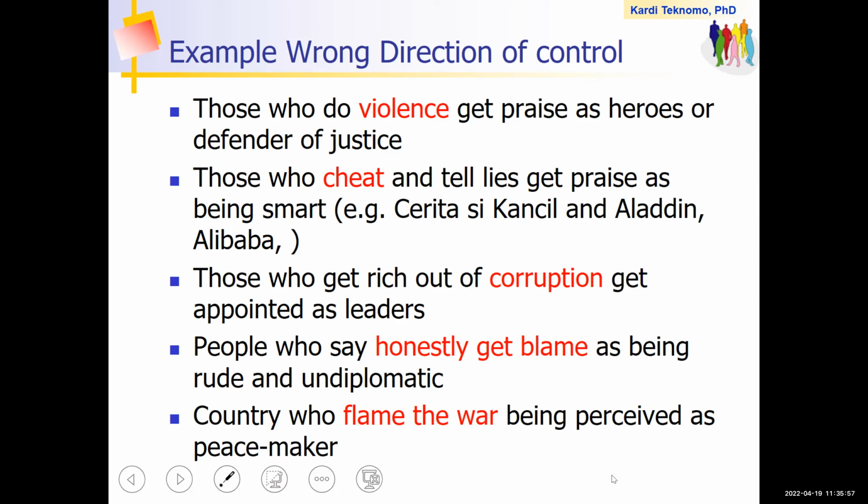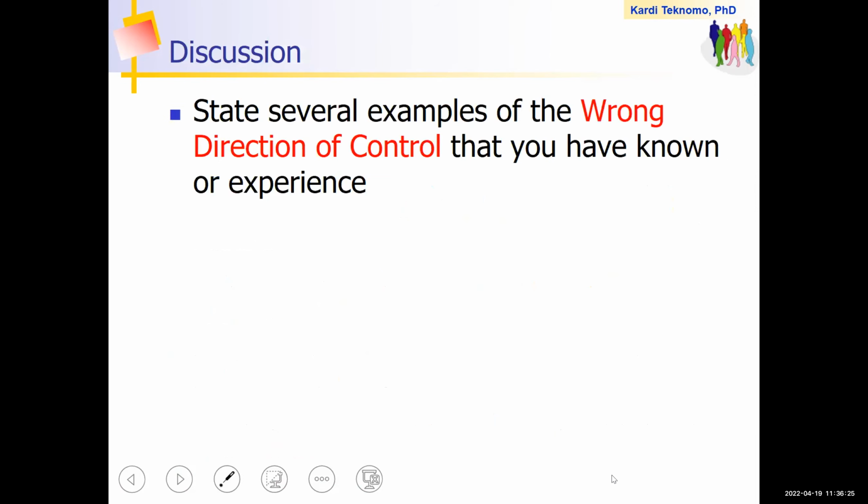Those who get rich out of corruption eventually become the appointed leader. So this is the wrong direction of control again, right? And if people speak honestly, they get blamed as being rude or undiplomatic. Again, this is the wrong direction of control. So if you know this is the wrong direction of control, then you can reverse this. Before that, can you state several examples of wrong direction of control that you know or have experienced?